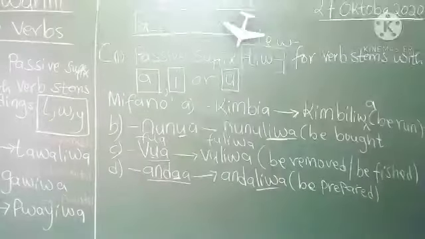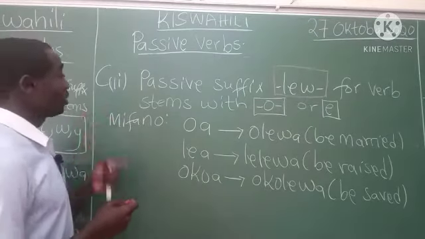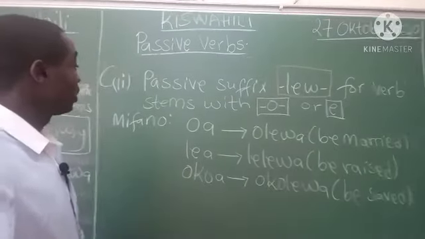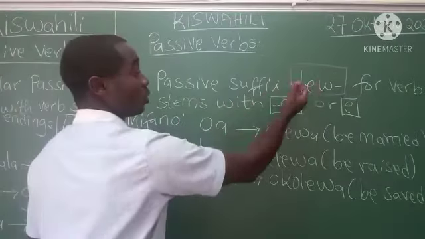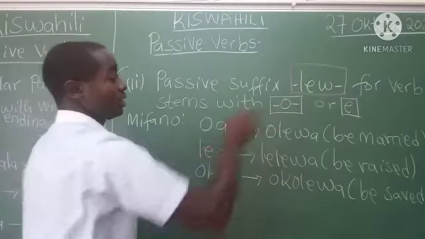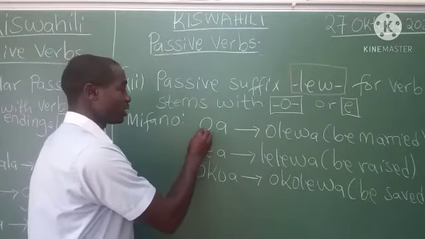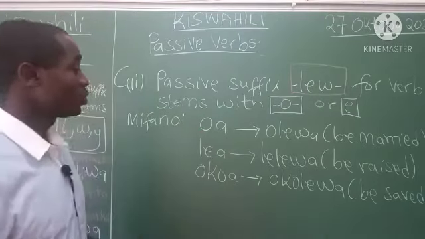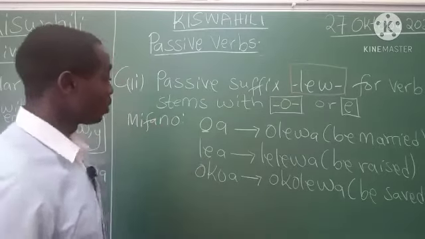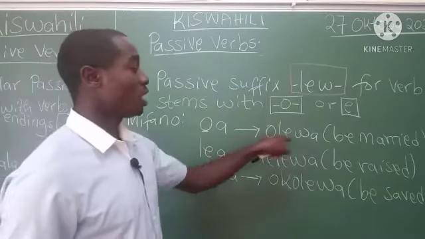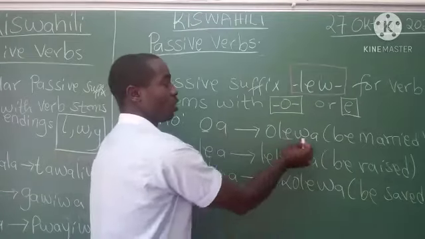Okay. Again, we are continuing with part 2 now. The first one was part 1, part 2 is this one. We have the passive suffix leo for verb stems with o or e. So here we have oa, to marry. Actually, this is something irregular, but we are considering this o. This is the ending, but this is now the stem here. So olewa. We have inserted leo between this one and this one. So it will be olewa, be married.